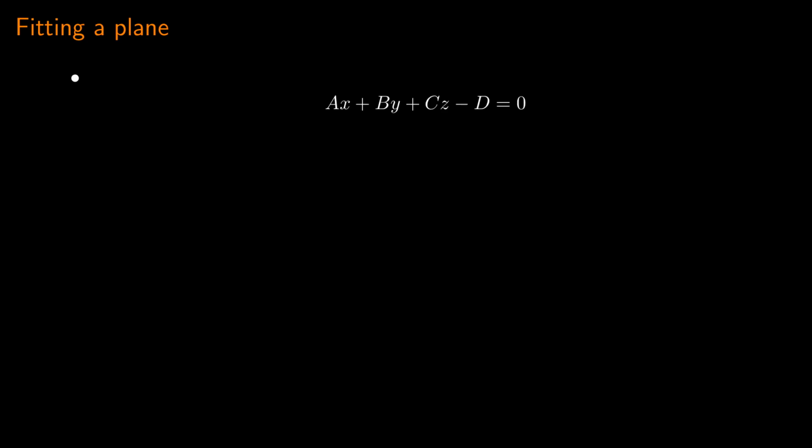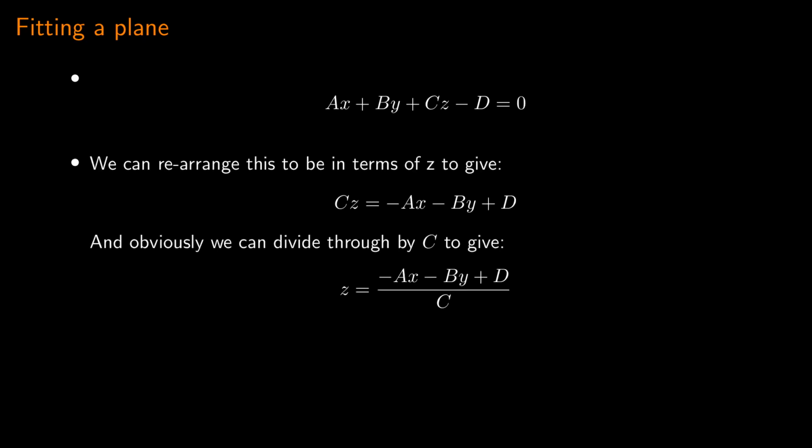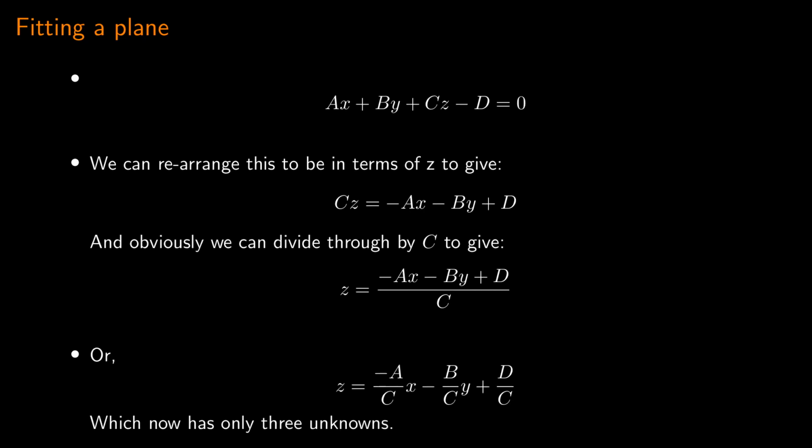We can see what is happening if we rearrange the general plane equation so that it is in terms of z. We can do that as shown here, which gives us the result here in the middle. Or, if we arrange that like this, we see that we do actually have only 3 unknowns. This matches what we would expect intuitively from the form of a plane.